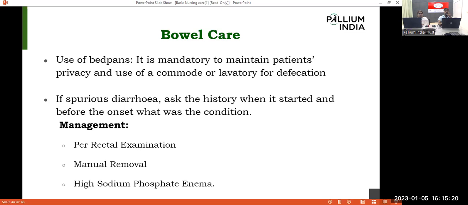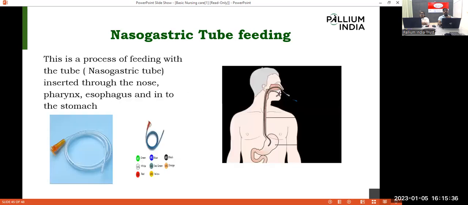If constipation management is needed, we need to manage it according to the per rectal examination. According to the per rectal examination, if any manual removal or digital rectal evacuation is needed, we need to do it. A sodium phosphate enema may be needed also. We can give the enema for flushing out the bowel and evacuating it completely.